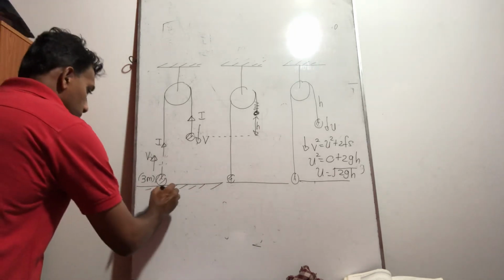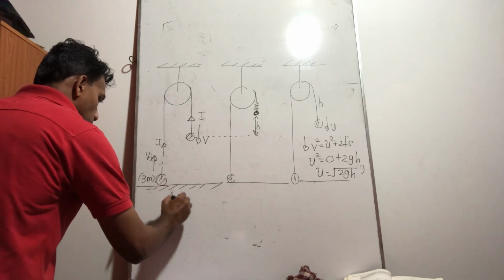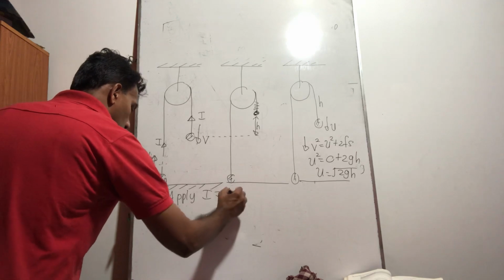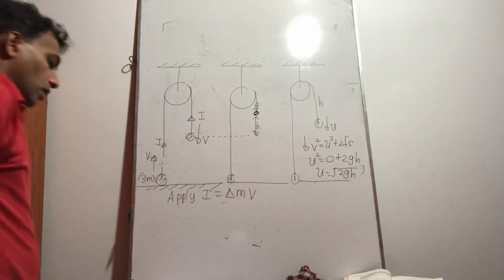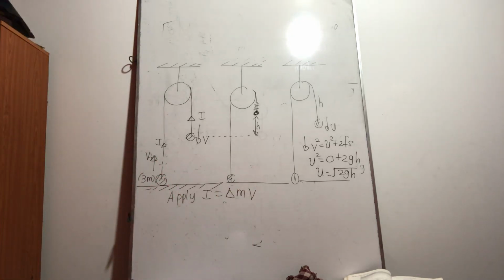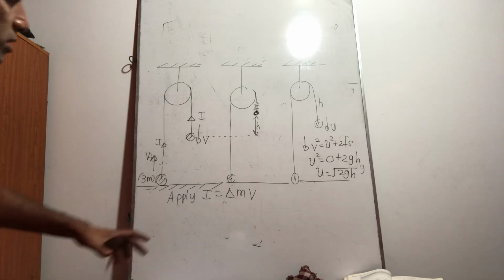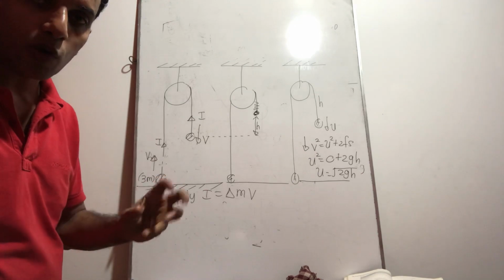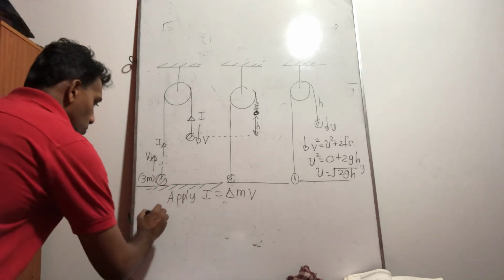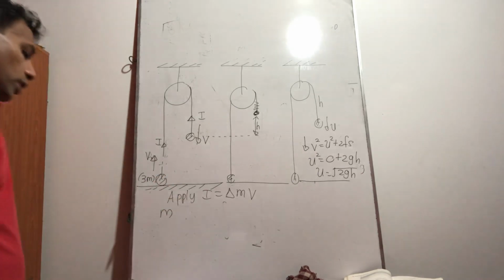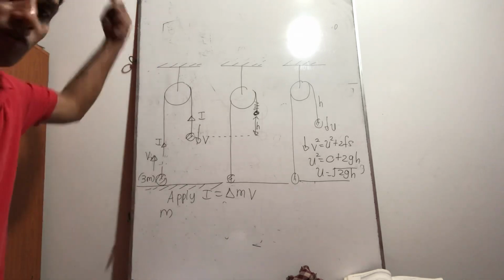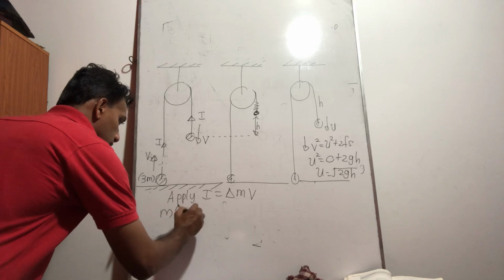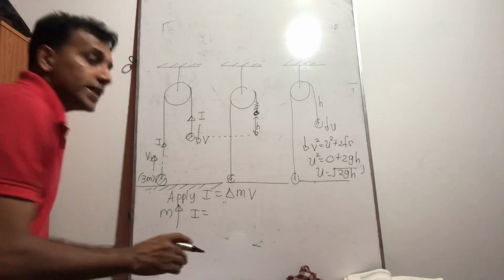So we apply the I equal delta mv formula. If I come to the small m, first we apply it for the small m. I equal delta mv. For the small m particle, I apply I upwards. The I direction is upwards, so that is I equal change in momentum.